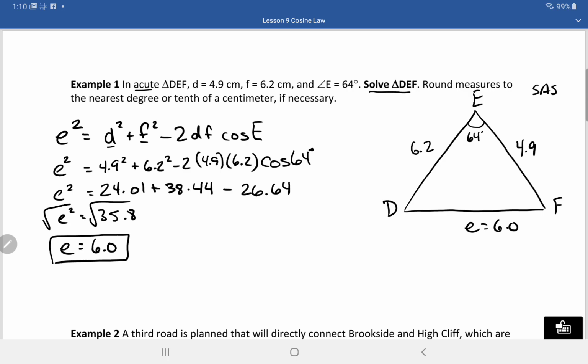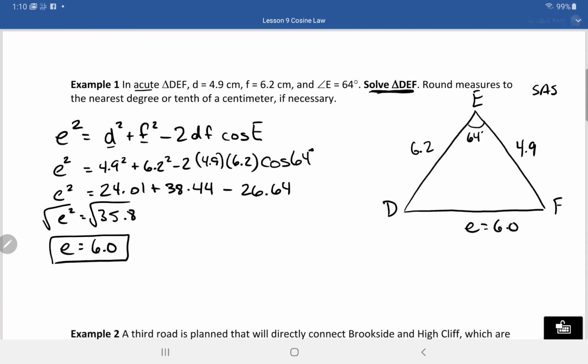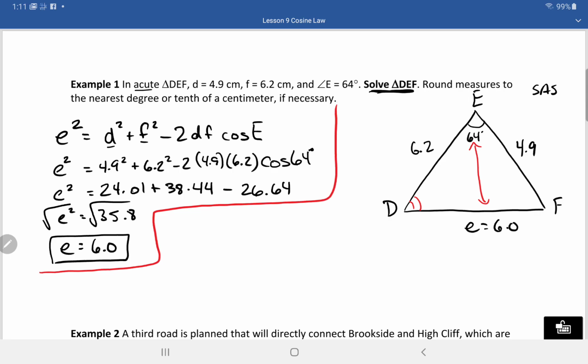This question is asking us to solve the triangle. That means it wants everything about the triangle. So we now have to find angle D or F. I'll start a different color. Let's go with angle D. Let's solve for that. Keep in mind, now that we've done 6.0, we have a complete pair now. So we have a side and an angle that go together. We can actually use sine law now to solve for angle D.